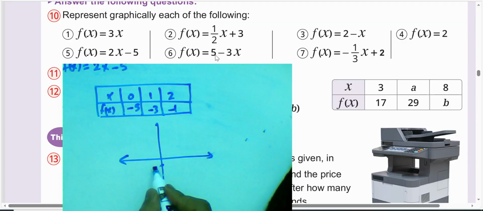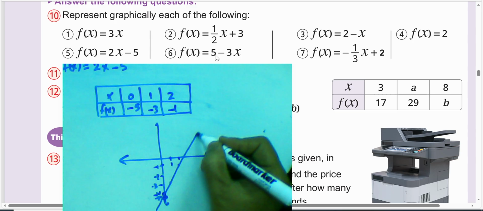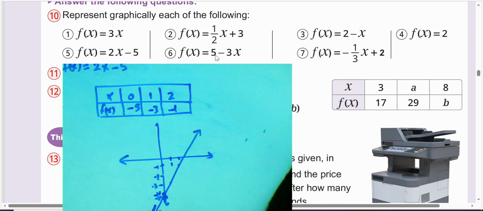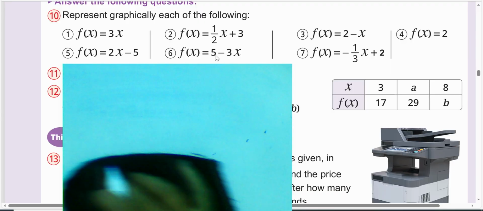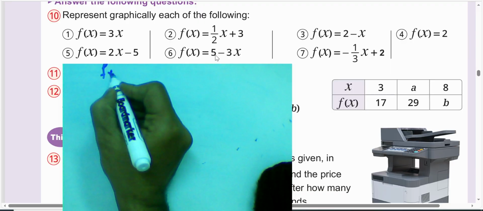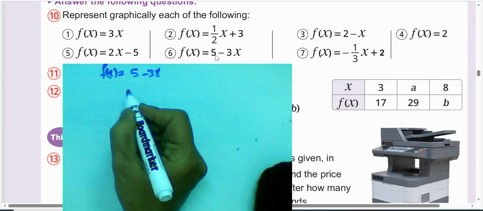First 0 is negative 5, negative 1, negative 2, negative 3, negative 4 and negative 5 down. And also 1 and negative 3 and 2 with negative 1. We can draw a straight line passing through the points. What about f of x equal 5 minus 3x?